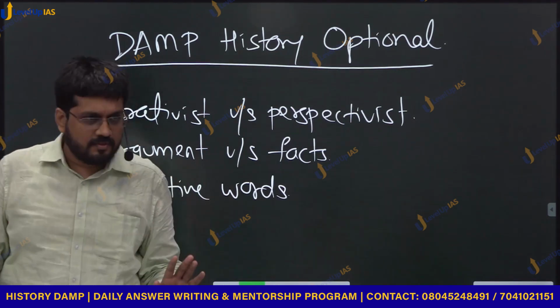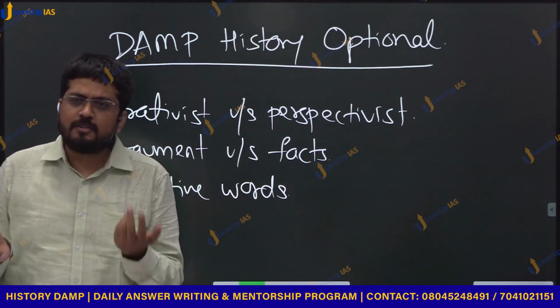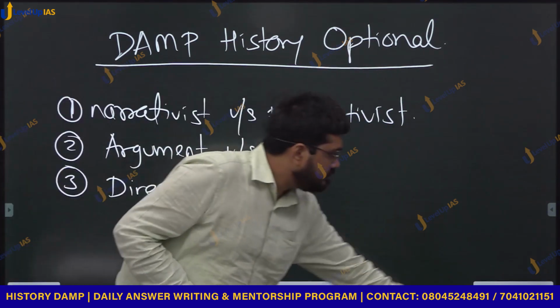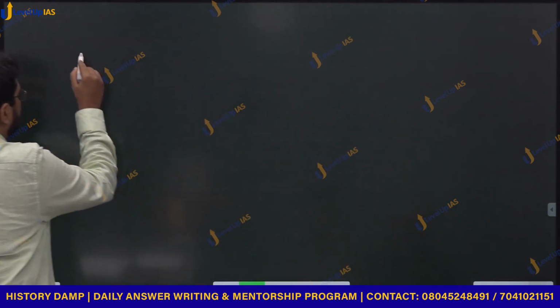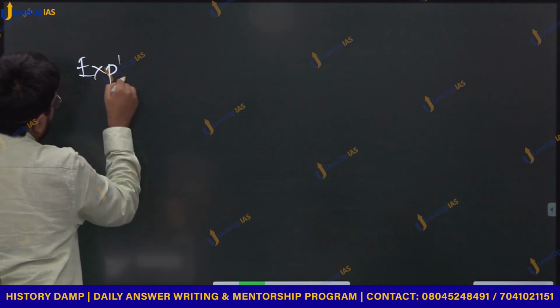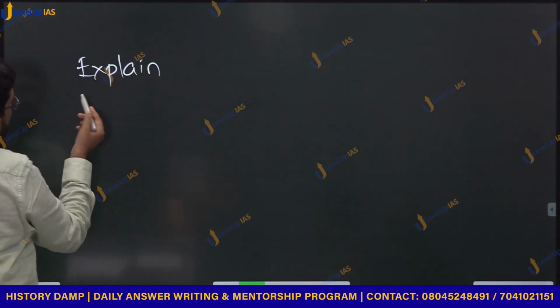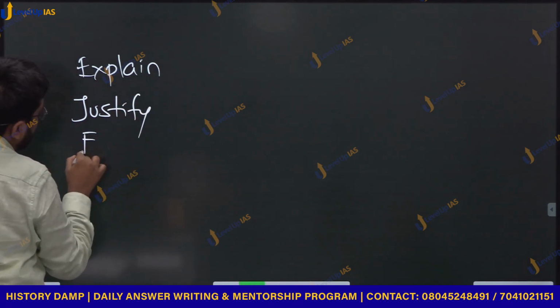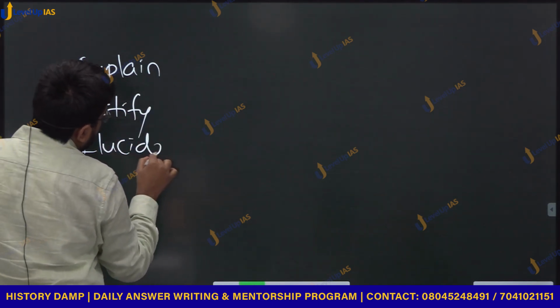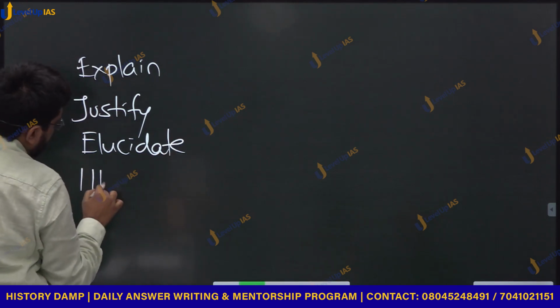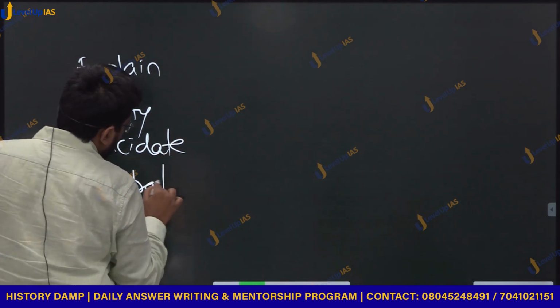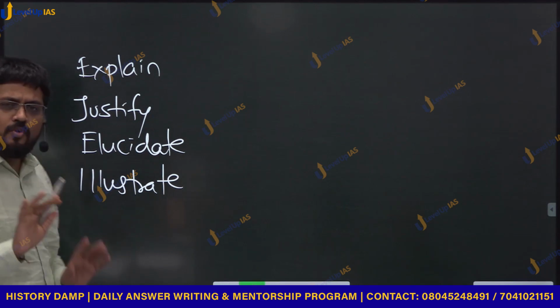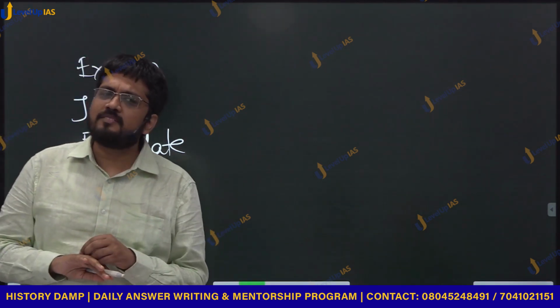There are only three types. Actually 2.5 types, मतलब three types. क्या है? On one hand you have simple like explain, you have justify, elucidate, illustrate. ये सारा एक ही है, कोई मतलब नहीं, कोई फर्क नहीं है. All of them mean the same thing.